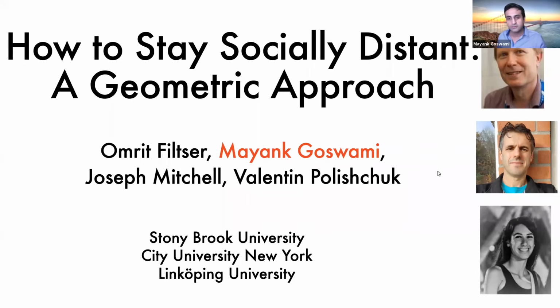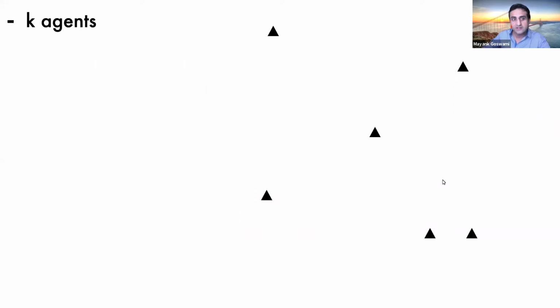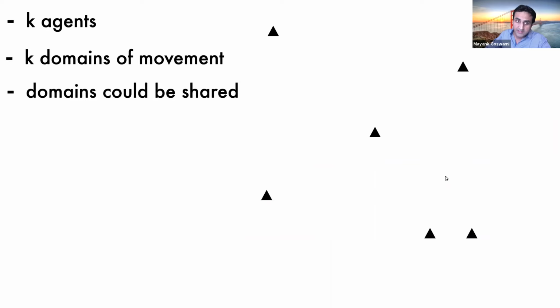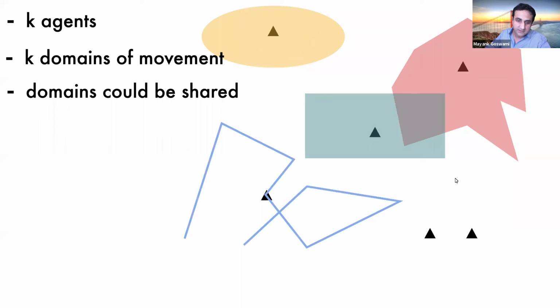But I'll start with the general class of problems, the definition. So these are all social distancing related problems. In the most general setting, you've got K agents. For now, let's think of them in the plane. Each agent has some domain of movement, and these domains could be shared. For example, this agent is allowed to move inside this ellipse. The other agent is allowed to move inside the polygon. This agent has a rectangle that overlaps with the polygon. Maybe this agent is only restricted to move on a curve. This agent is doing a tour.